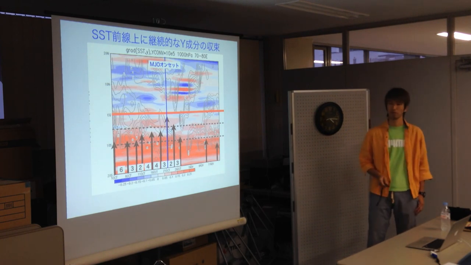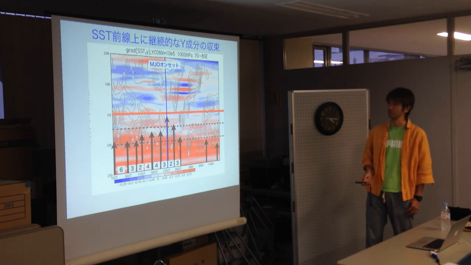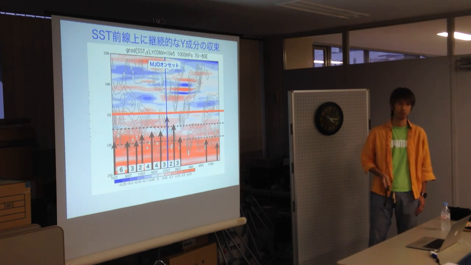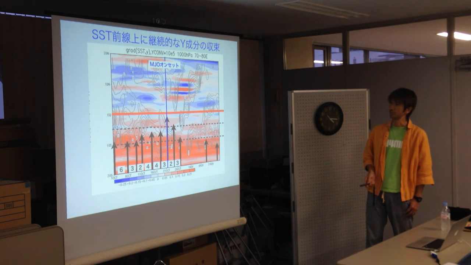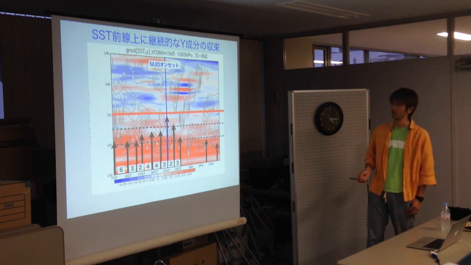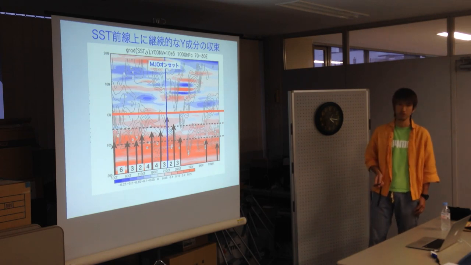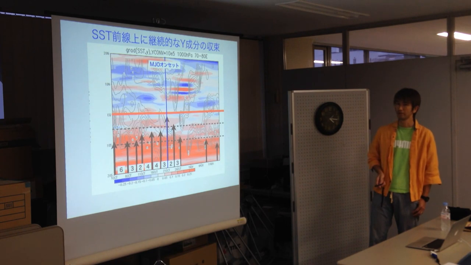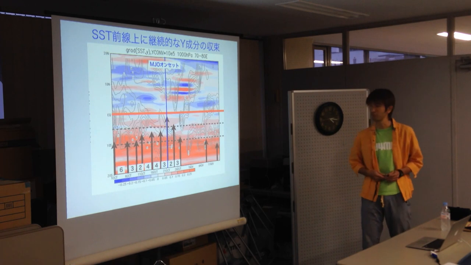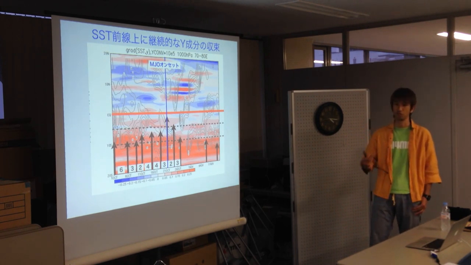First of all, the major gradient of the SST is shown by contours, and the major convergence zone corresponds to their maximum, located at 5 to 10 degrees south, right? They could be due to the pressure gradient force.